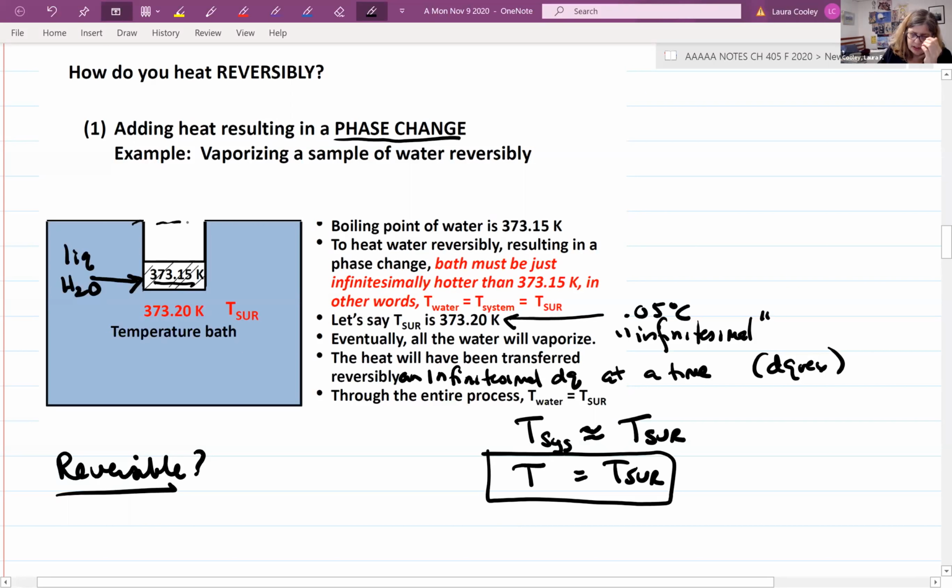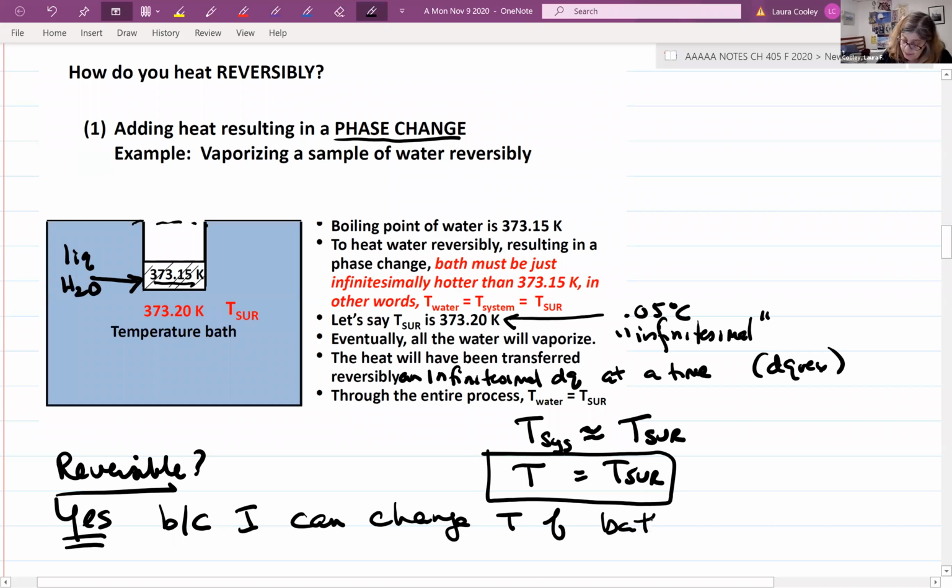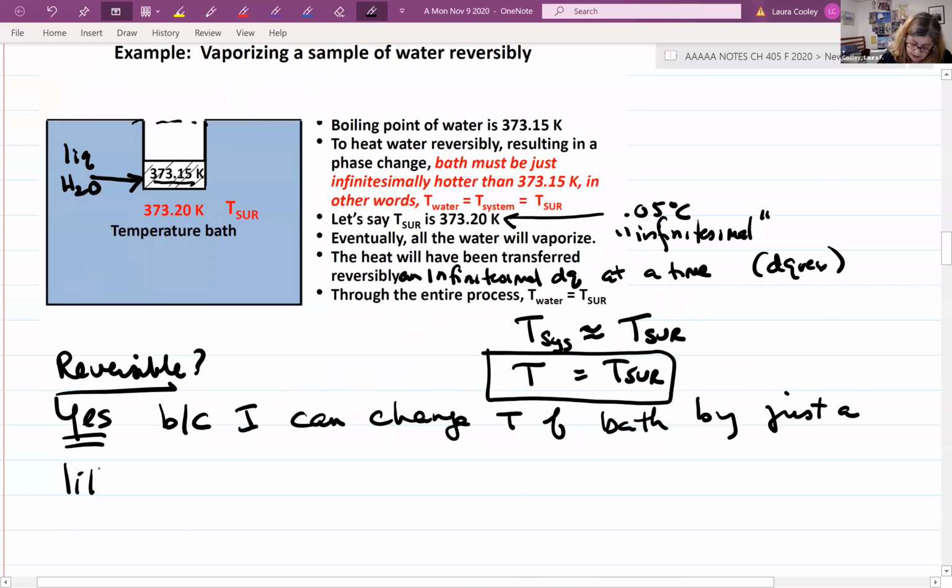By the way, I probably should put a cover on this or something, or that gas is just going to escape. But I can have the bath be infinitesimally cooler, and that would cause the heat to go the other way. So this is reversible because I can change the temperature of the bath, just a little. And the heat will go from the system to the surroundings instead.